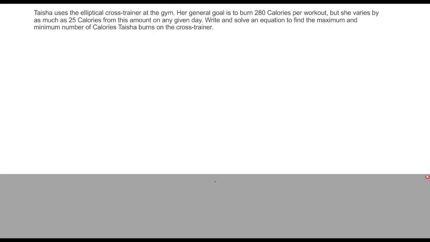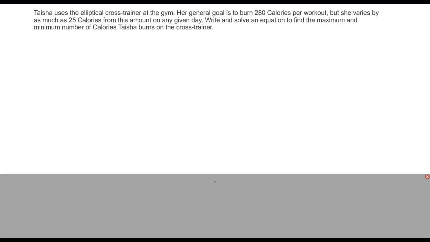So now we've got a word problem. It says this person uses an elliptical trainer. The goal is to burn 280 calories per workout, but it can vary as much as 25 calories on any given day. And we want to write and solve an equation to find the maximum and the minimum value that the person burns.